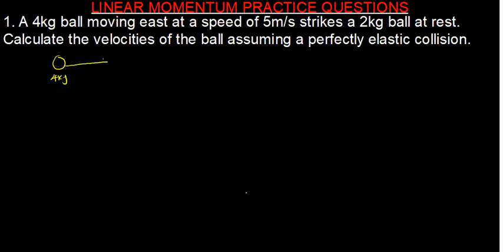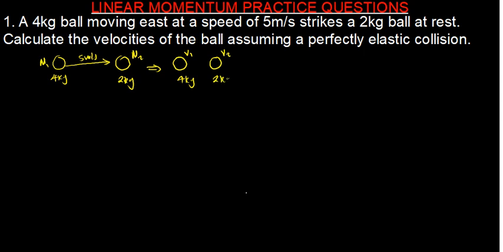It is moving in the east direction at a velocity of 5 meters per second, and it strikes a 2 kg ball which is not moving, which is at rest. So let's call this one our m1 and this our m2. When these hit, the 4 kg ball which is moving, the velocity is going to reduce, and so it is going to give some of its velocity to the other ball. The ball which is at rest is going to gain kinetic energy, and so it starts moving at a certain velocity v2.